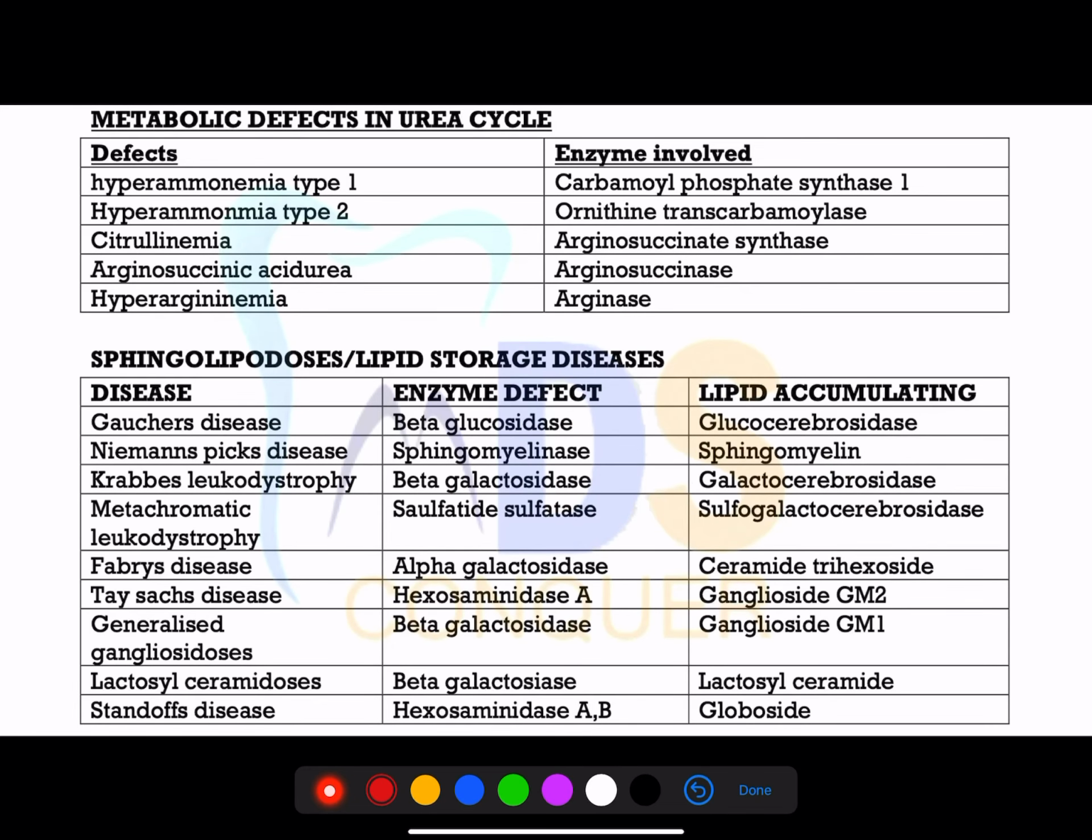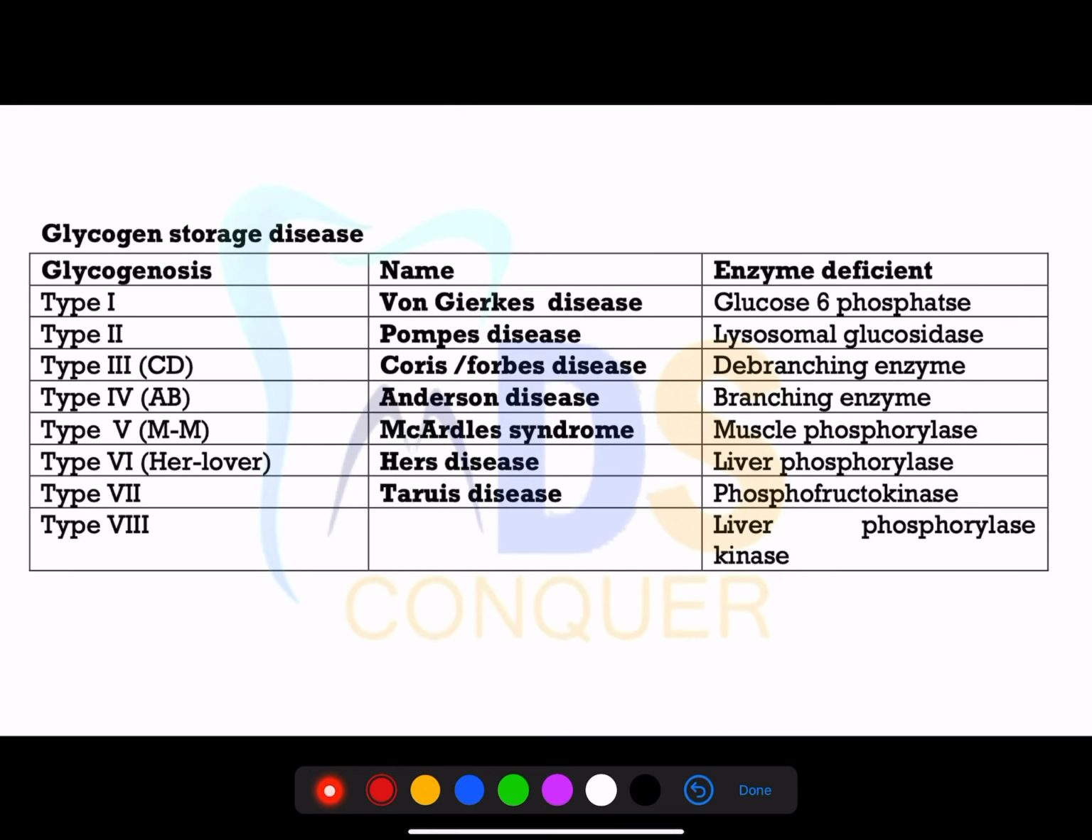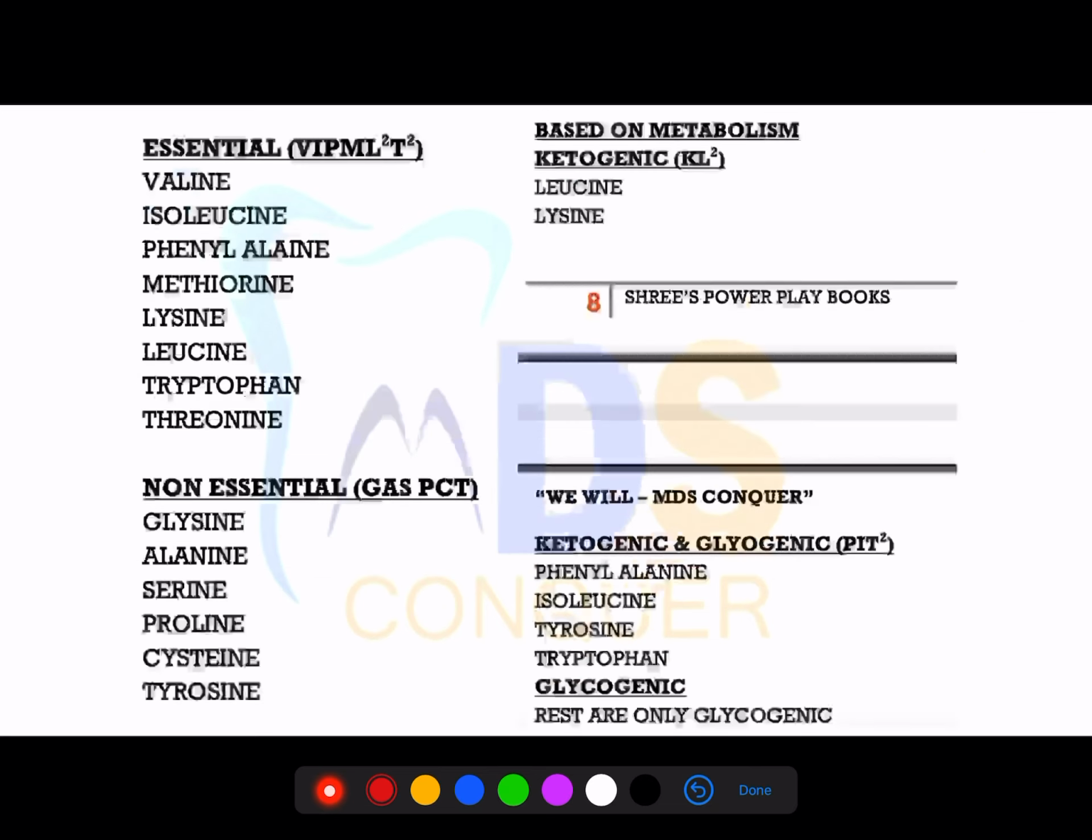Most of these contents are well organized and arranged in your PP books, which are solidly memory based. For the urea cycle, most of your questions will move around this area. So please do make a note of the defect and the enzyme involved in it, and also make a note about the lipid storage diseases and glycogen storage diseases. They can ask you the type, because this question was given in 2018 and 2019 NEET also. It's a very, very important area, a favorite area for the paper setters.